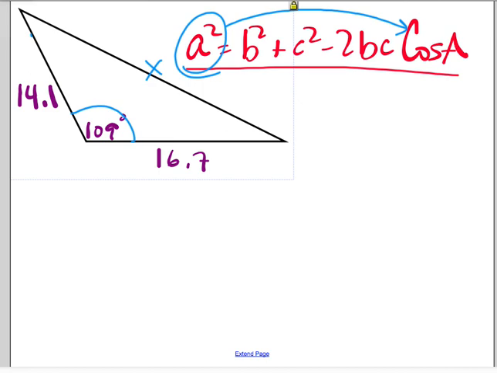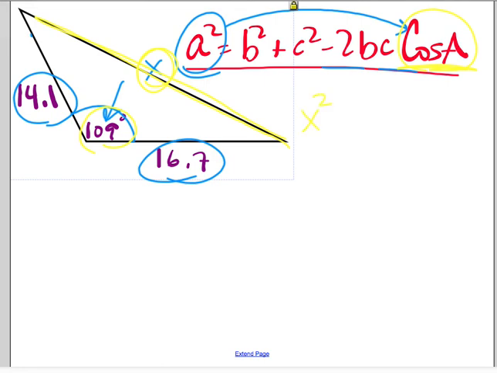So that's really all you have to do in this particular case, is take these numbers and apply them into this formula properly. Okay? So in this case, we're looking for this side right here. This is the side we're looking for. Okay? Well, it's opposite the angle of 109. So in this case, I would put x squared. X squared would equal, and now the B and the C doesn't matter. It's just one of these sides and the other side. So I'm going to put 14.1 squared.